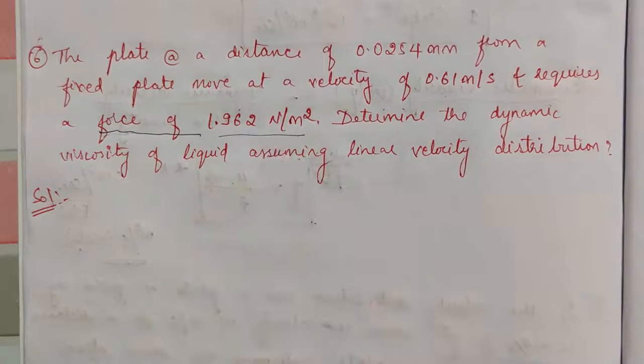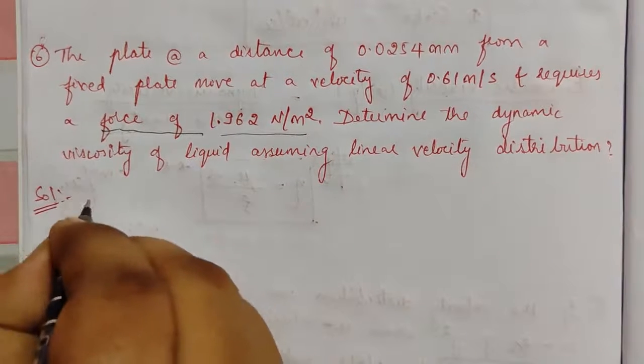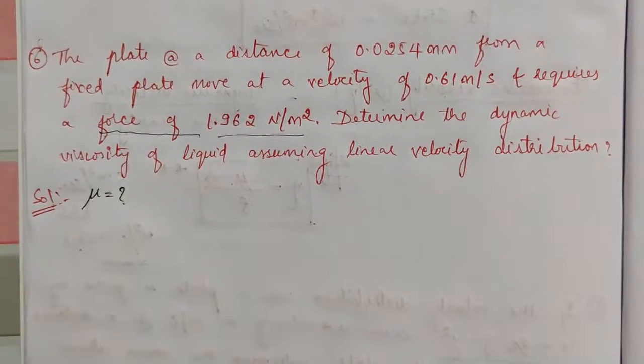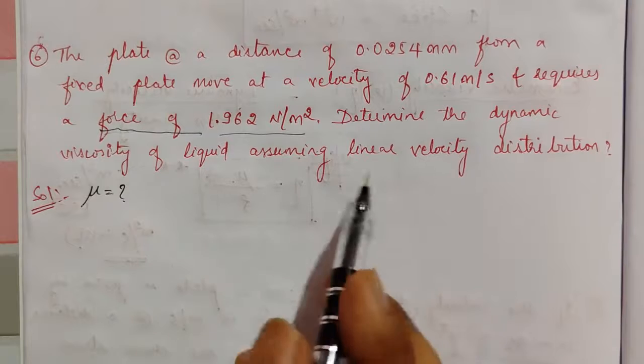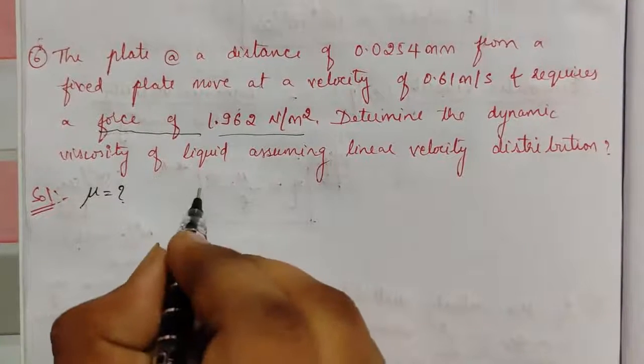Okay, 1.962 Newton per meter square. So determine the dynamic viscosity. What we have to find? We have to find mu, assuming the linear velocity distribution. Fine. So what have they given?